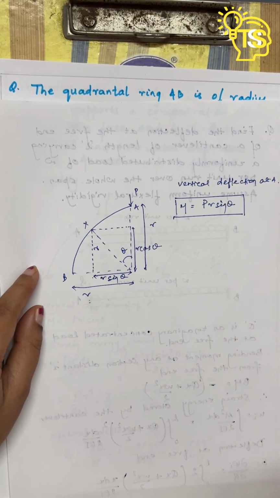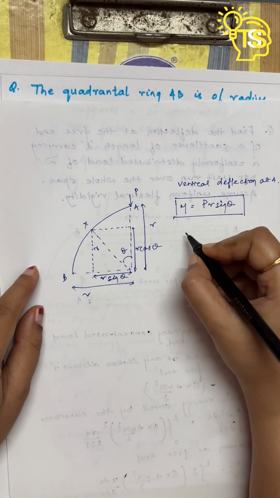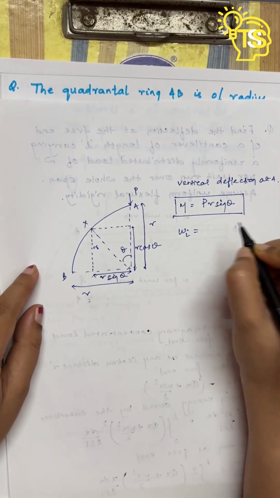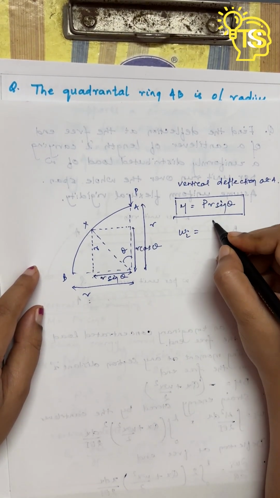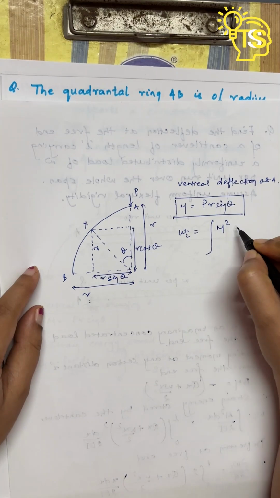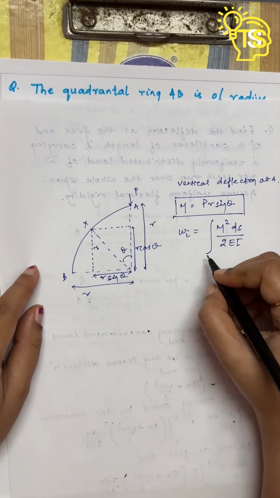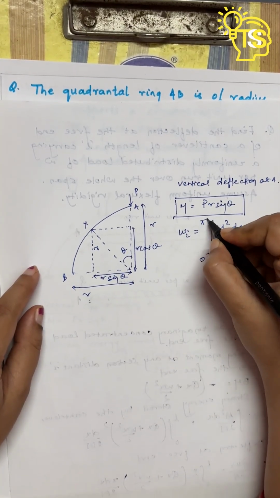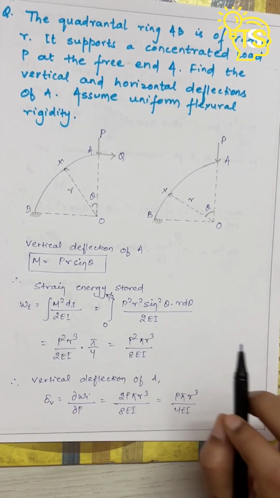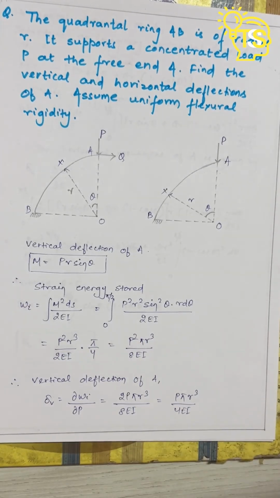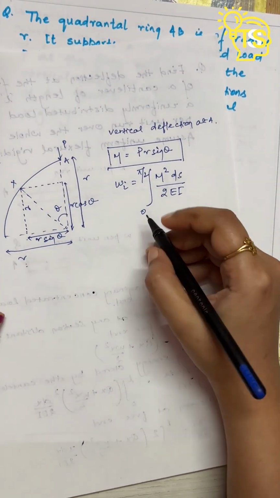Now let's calculate the strain energy, that is Wi. So the formula of strain energy is M square ds upon 2EI. The limit we will take from 0 to pi by 2. This is the strain energy that is stored in the ring. Let's put the value of M square.